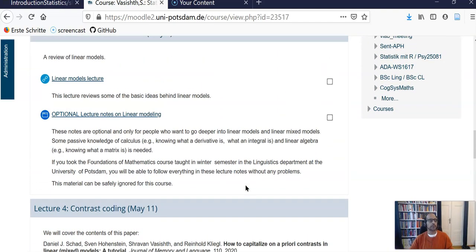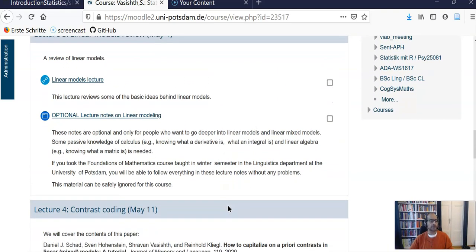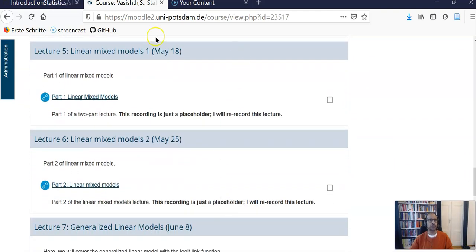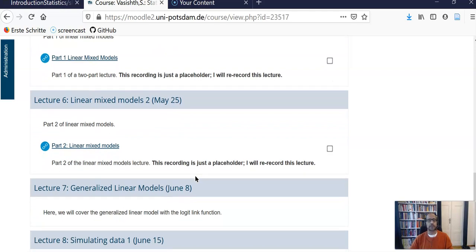Okay, so by lecture 4, we have looked at linear modeling theory and contrast coding. And then from then onwards, we are ready to start talking about the real meat of this course, which is the linear mixed model. So I will record lectures on linear mixed modeling, and I've got some old lectures that I've put here that you can look at if you want to look ahead, but I will re-record everything for this particular course, okay? So this will be a brand new recording, but I just provided some placeholders from previous attempts here in case you want to look ahead.